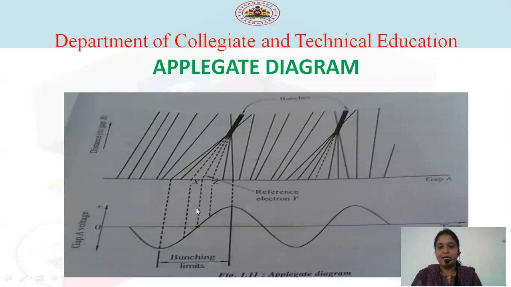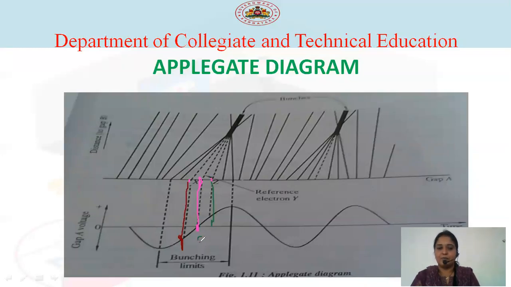Now observe here, we are having three electrons: one is the electron x, one is the electron y, and another is the electron z. This is the x electron position, this is the y electron, and this is the z here. Correct? Now the electron y is there when the particular input RF signal is 0. When the RF signal is 0, then the electron y is coming, and the electron x is coming when the input RF signal is negative. Similarly, electron z is coming when the input RF signal is positive here.